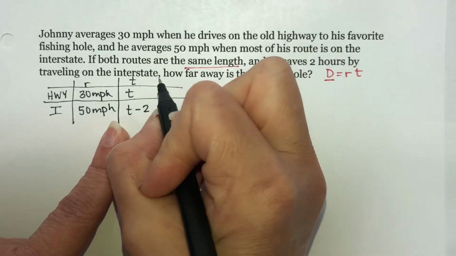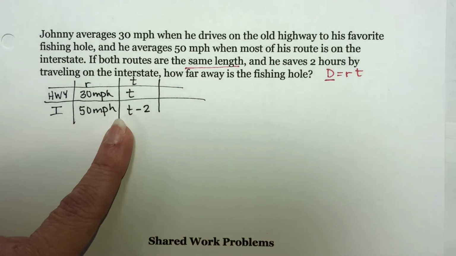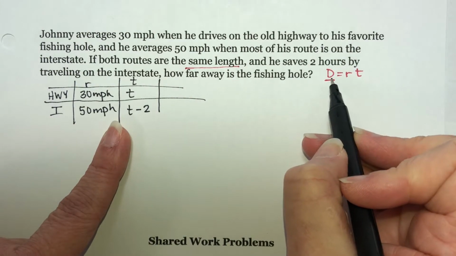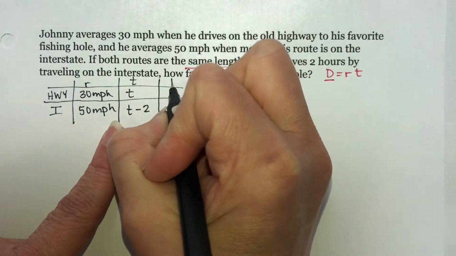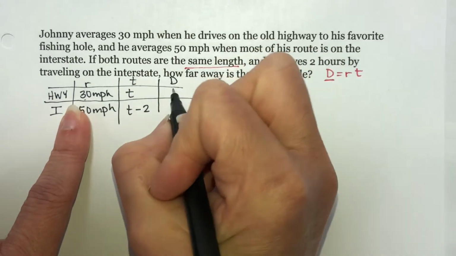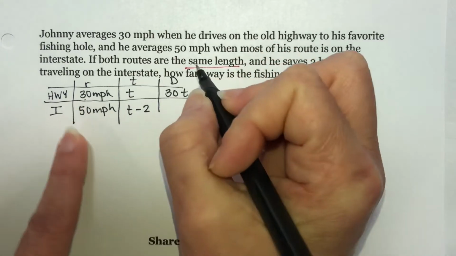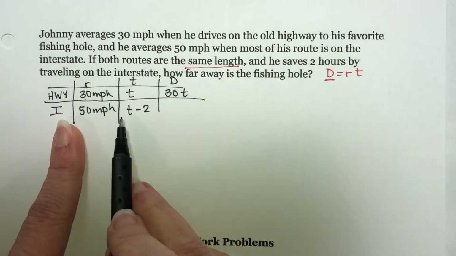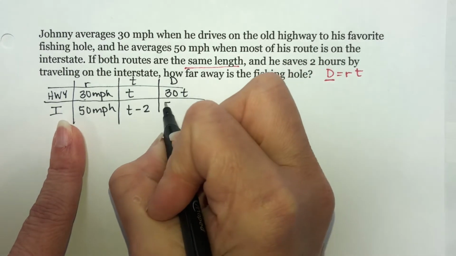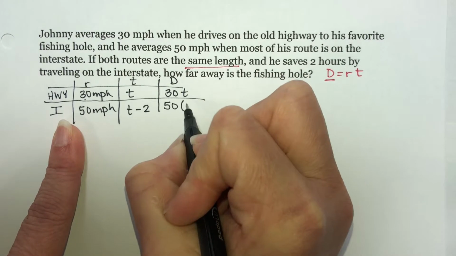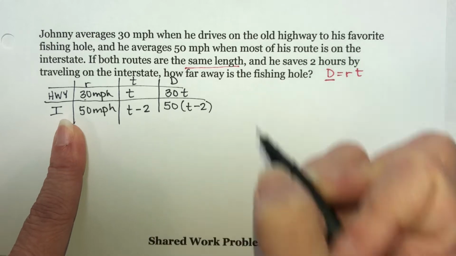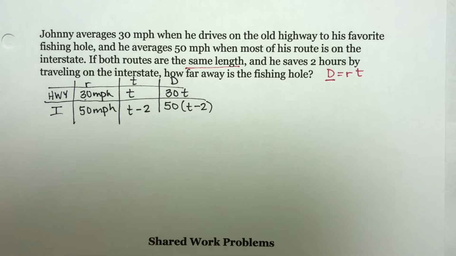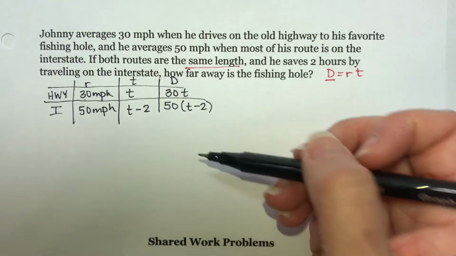Okay, we are asked how far away is the fishing hole? Well, that would be our distance, which is rate times time. So our distance here would be 30T. And then the distance here would be 50 times T minus 2. Okay, now if the routes are the same length, then we need to put an equal sign between these and solve.